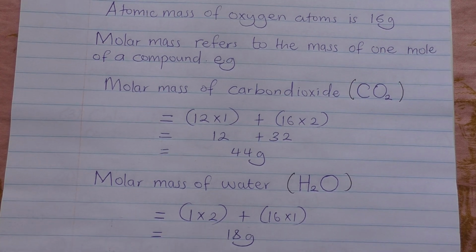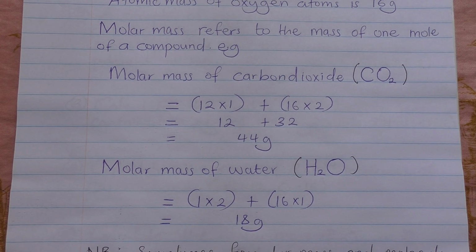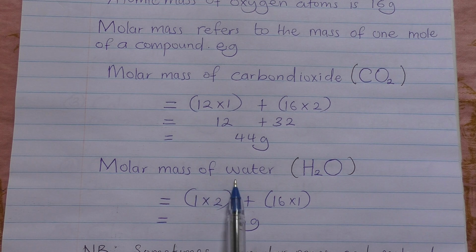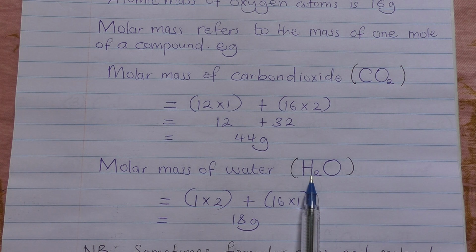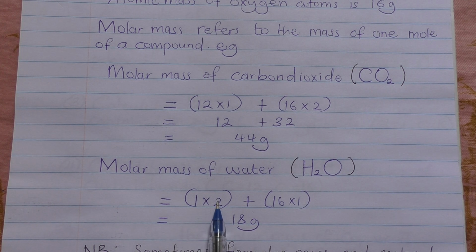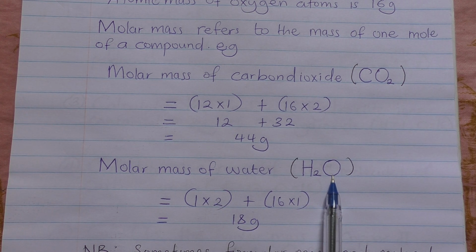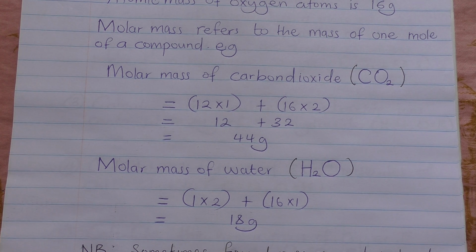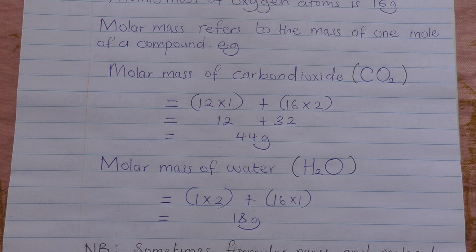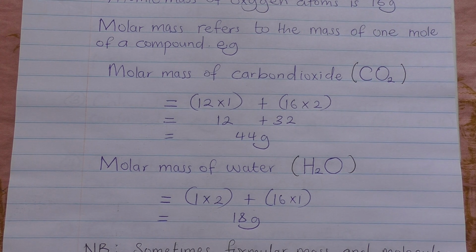Still another example on molar mass, we have molar mass of water. The molar mass of water is given by twice the atomic mass of hydrogen, that is 1 times 2, plus 16 times 1, since it is 1 mole of oxygen. So that gives us the molar mass of water as 18 grams. So that is how we get molar mass and the atomic mass.